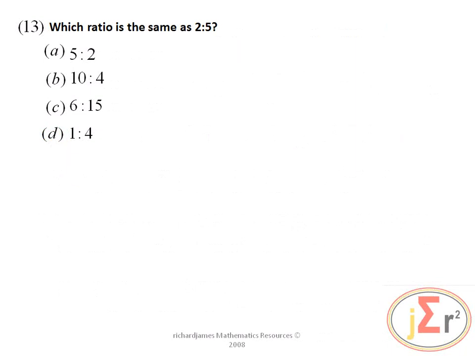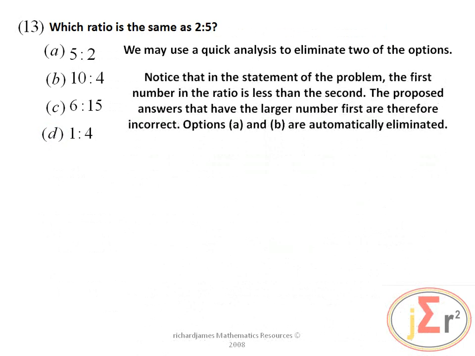Which ratio is the same as 2 to 5? We may use a quick analysis to eliminate 2 of the options. Notice that in the statement of the problem, the first number in the ratio is less than the second. So notice that this number is less than this. The proposed answers that have the larger number first are therefore incorrect. In the statement of the problem, we have 2, the smaller number, first, then 5. Now here we have a bigger number, then smaller. So we know that these are automatically out.